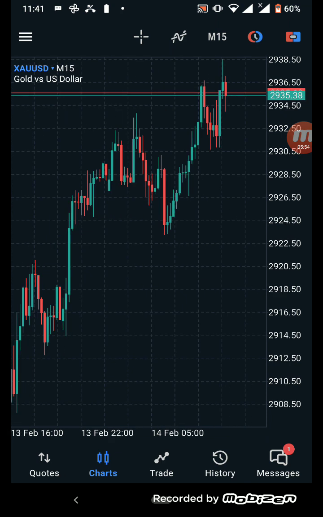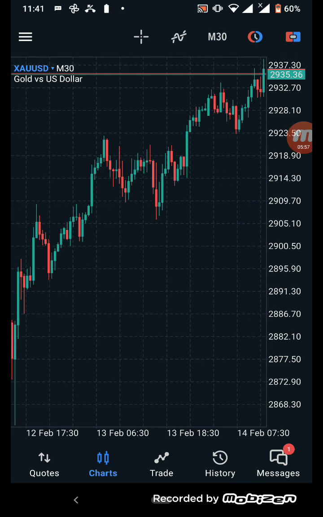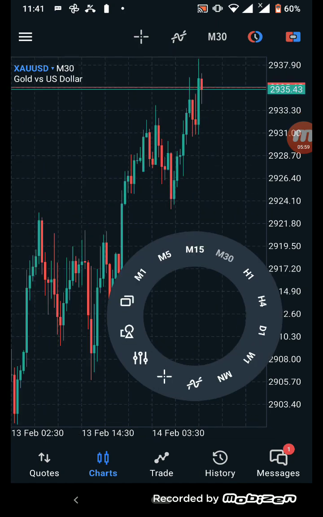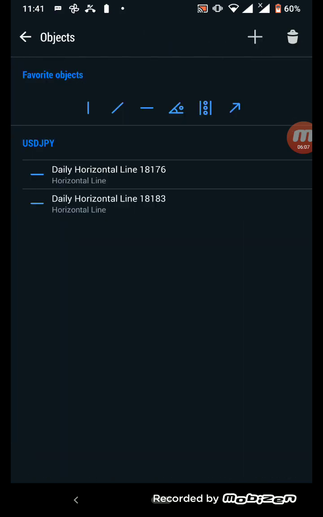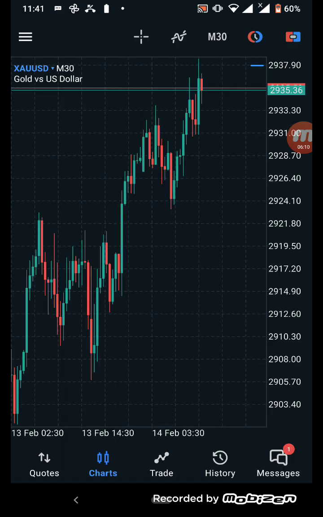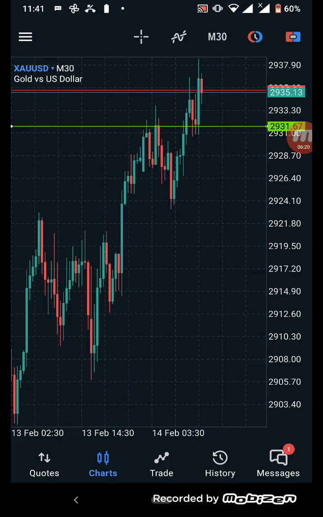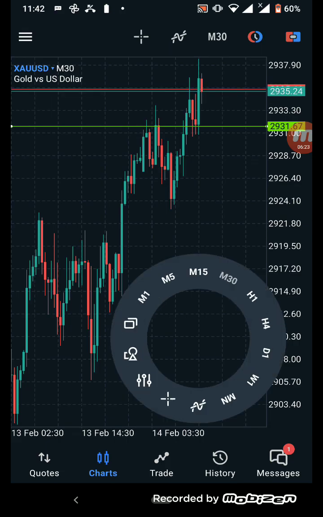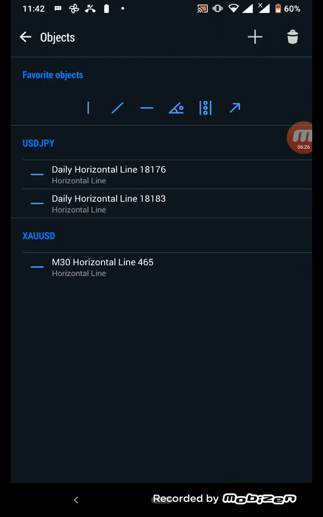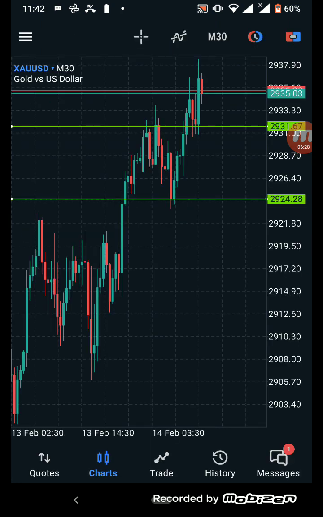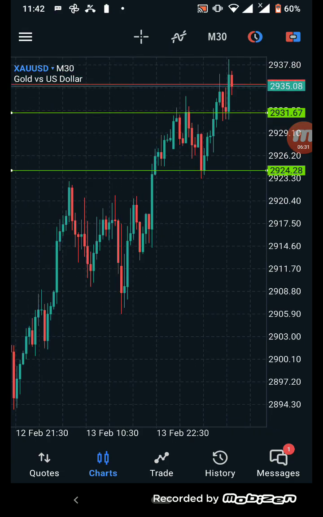Now support, or let me use the 30 minutes time frame. Now, support and resistance, these are key zones that the market respects. These are particular points on the chart where the market recognized and made some changes. For example, if you see this one right here, the market respected that area, and again, it respected this area right here, right?